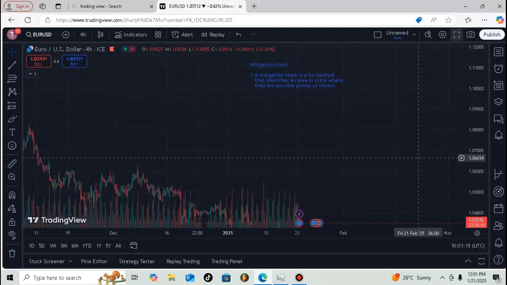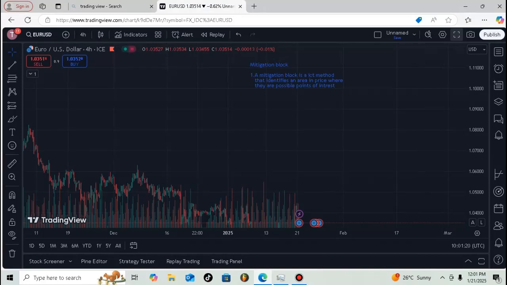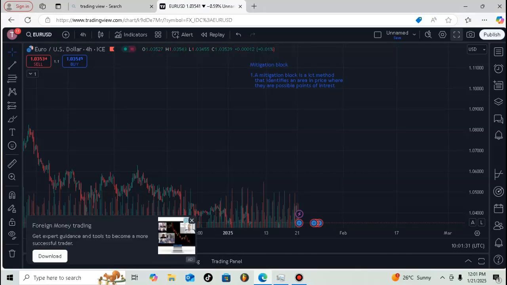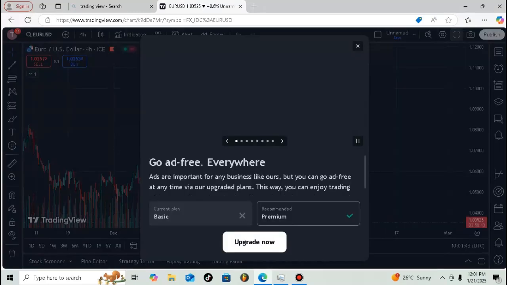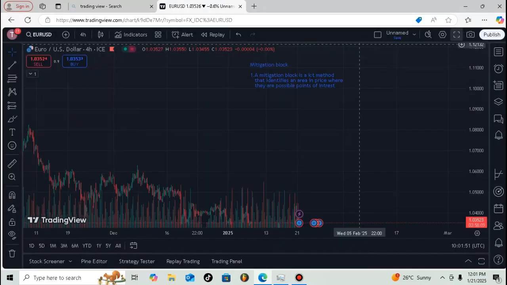The mitigation block is an ICT model, a model that was created by ICT himself. It's a model that helps identify an area on the market or in price where there are possible points of interest to trade. Now, a mitigation block is a very useful tool, as it can make your searching of your points of interest after specific things have been found out much easier. And that's very important, as it'll make your trading much easier.